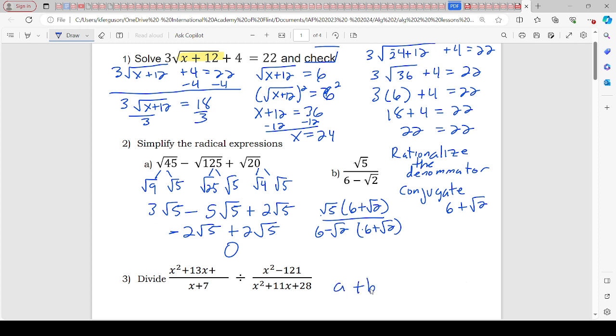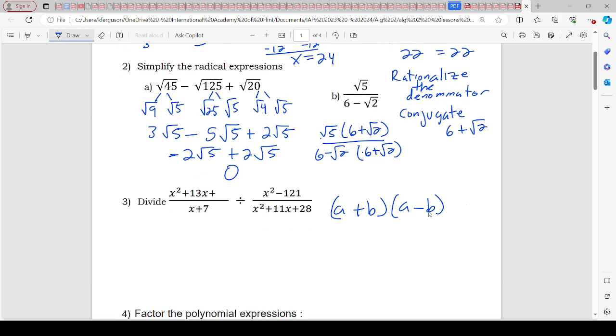If I got A plus B times A minus B, when I do FOIL, I get A times A, that's A squared. I get A times a negative B, that's negative AB. Then I get plus B times A, that's plus AB. And then I get plus B times a negative B, that's negative B squared. These two things are opposites. They cancel each other out. So all I'm left with is A squared minus B squared. That's why we call it the difference of squares, because we're subtracting. The answer to a subtraction problem is called a difference. And then I've got two things that are squared.